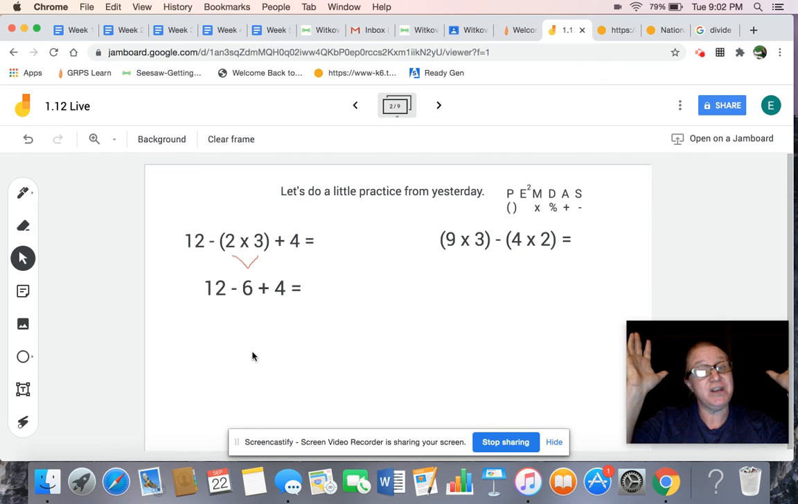We don't have any, so we're going to go on to addition and subtraction. Now, I had some parents contact me yesterday because they're not getting the right answer. And you don't have to do addition first. You do addition and subtraction at the same time, in the order that you see them. And here we have 12 minus 6 first. So we're going to do 12 minus 6.